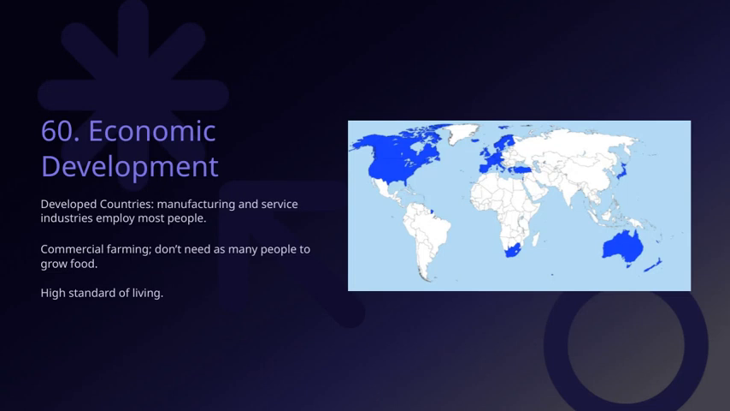Now, let's talk about the high standard of living that developed countries enjoy. Thanks to advances in commercial farming, they don't need as many people working directly in agriculture to produce enough food. Instead, a smaller workforce can supply the necessary food, freeing up more people to work in other areas.